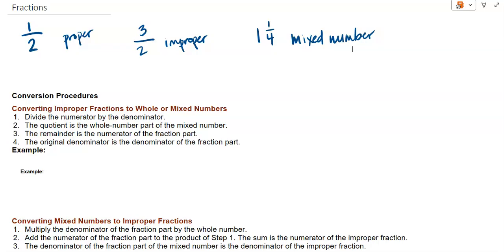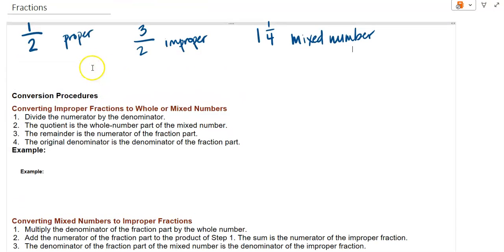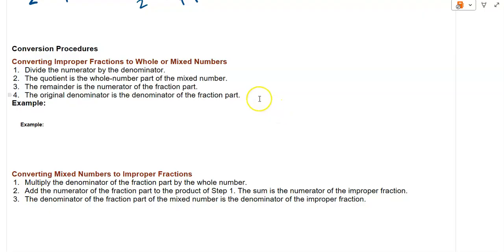And so the first exercise that we'll be doing is converting improper fractions, so where you have your numerator greater than your denominator, into either a whole or a mixed number. And so I really like this textbook because it gives you step-by-step instructions on how to complete certain things. So in this case here, there are 4 main steps to convert improper fractions to whole or mixed numbers.